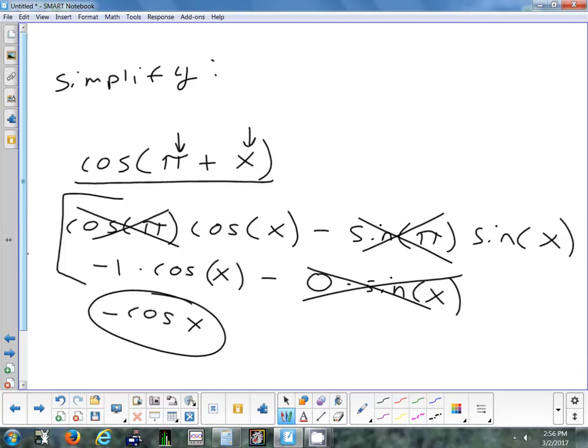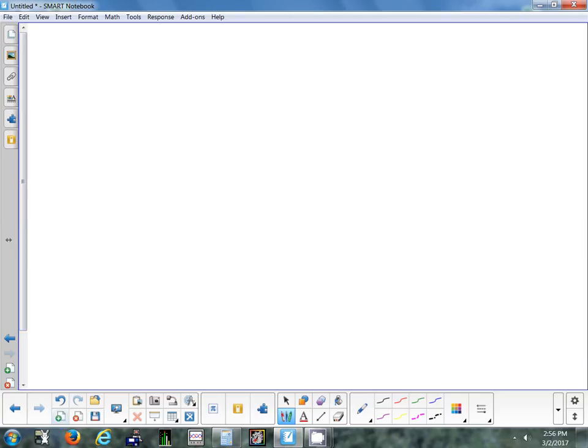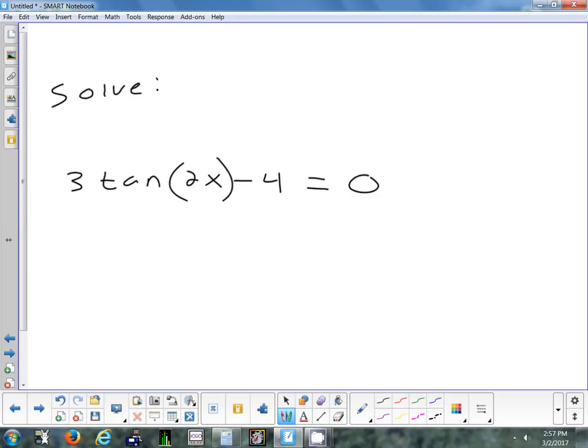Also, let's see, solving equations. So a basic equation would be something like, let's do 3 tangent 2x minus 4 equals 0. What would be your first step to solve that? Simplify the tangent to. Or are we doing, it's not the quadratic. That is not a quadratic.